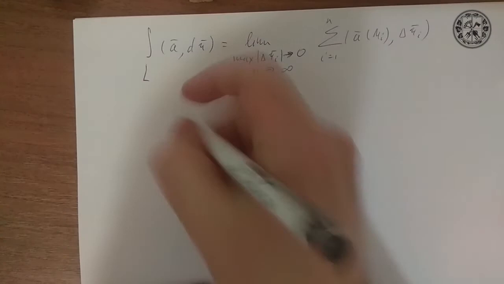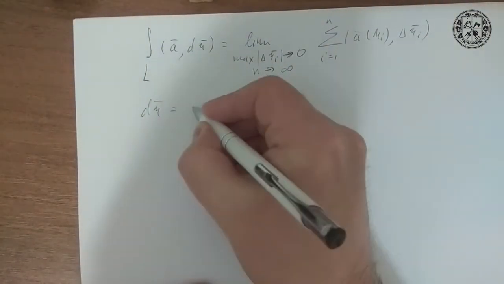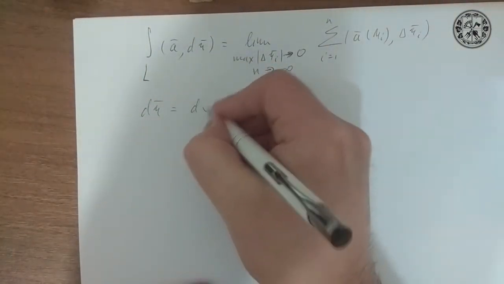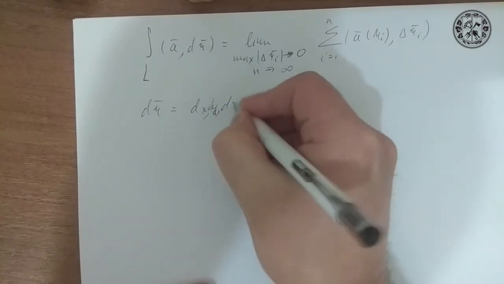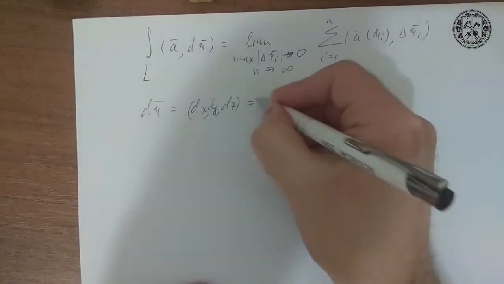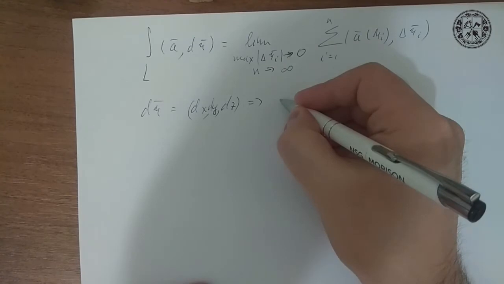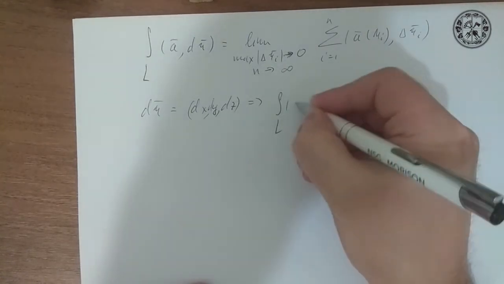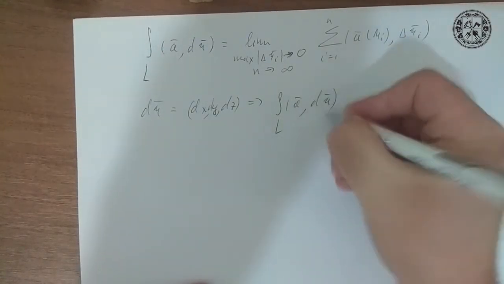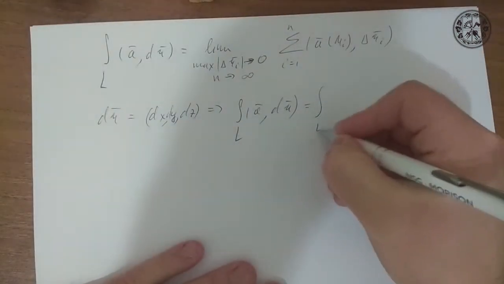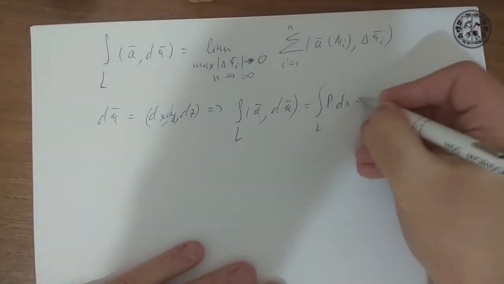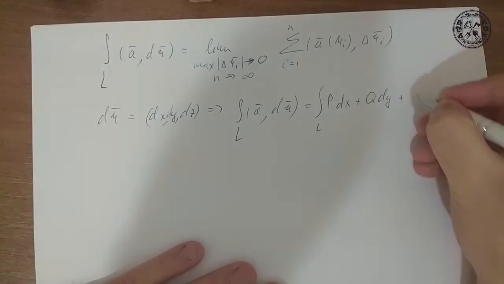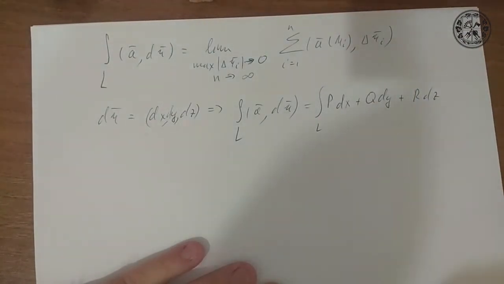If we have dr as dx, dy, dz, then this integral can be rewritten as the integral over L of P dx plus Q dy plus R dz.